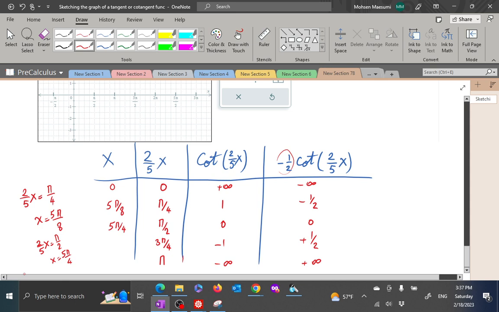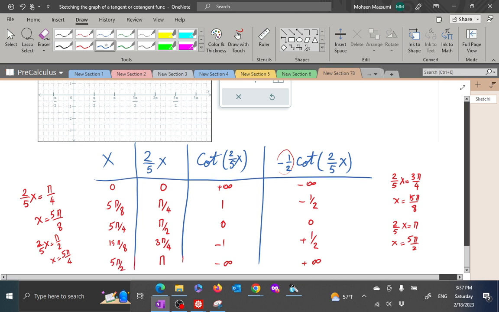2/5 of x is 3 pi over 4, so that means x is 15 pi over 8. And finally, if 2/5 of x is equal to pi, then x is 5 pi over 2.